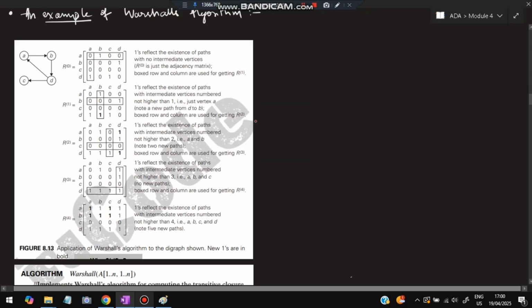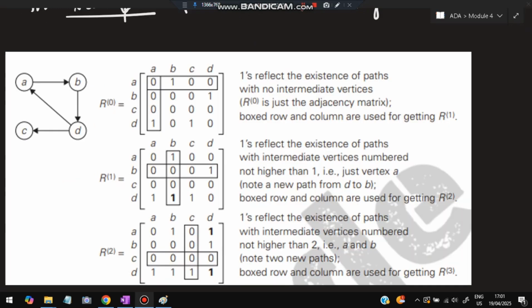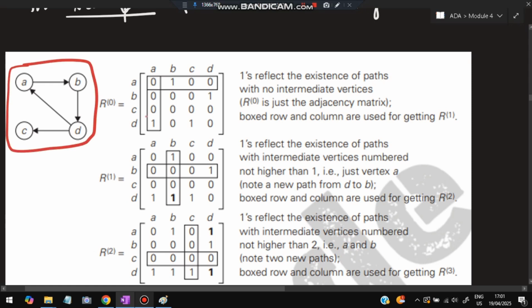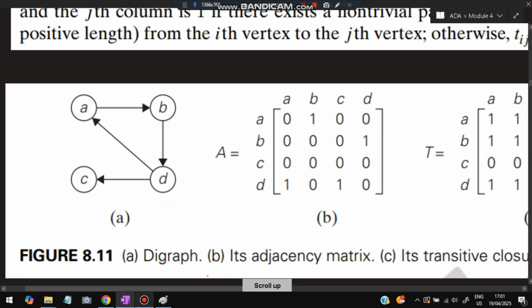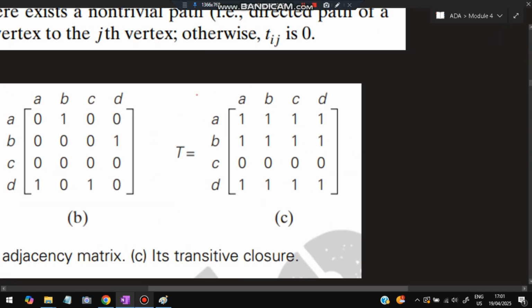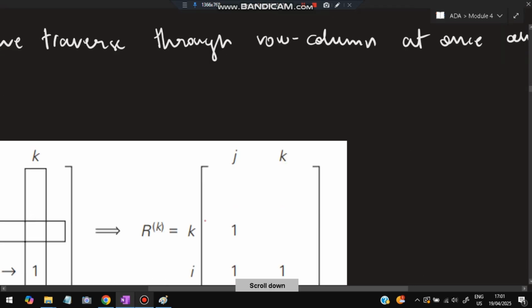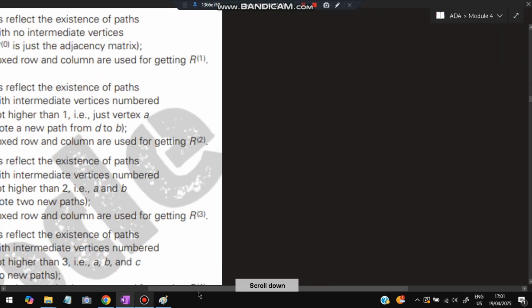So this is an example. Listen carefully. This is the question which they will be giving, this is the graph which they will be giving, and they will tell you to calculate the transitive closure, the final one which I showed you above. Transitive closure is this one. You have to find this one. This will be the final answer. How can you find that? Using the graph, by using the Warshall algorithm.